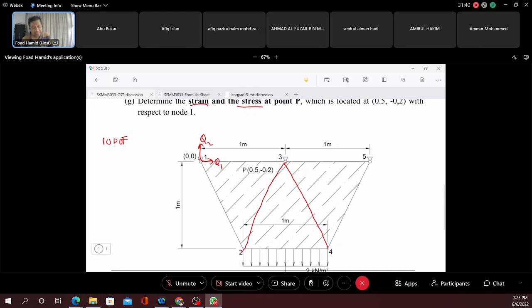Okay. Now, how many boundary conditions do we have here? What is the boundary condition at node 1?